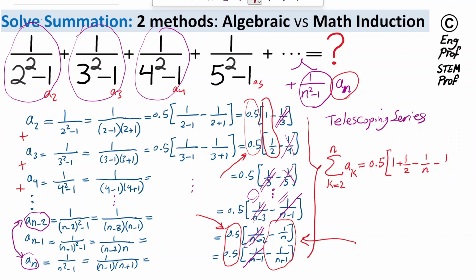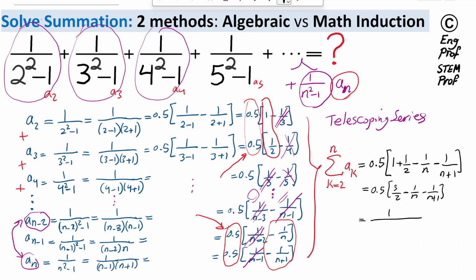I'm going to keep this because this is very simple and useful, but if you want a further simplification of this closed form format, we can do so. Let me just do it this way, equal to 0.5 times 3 over 2 minus 1 over n minus 1 over n plus 1.